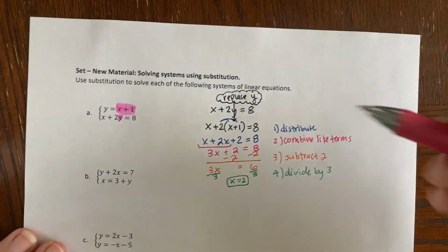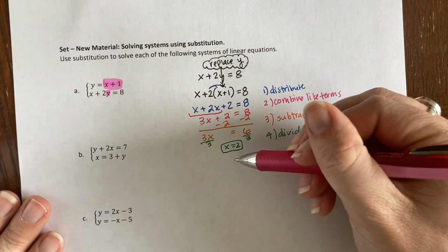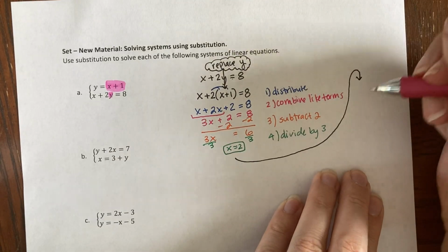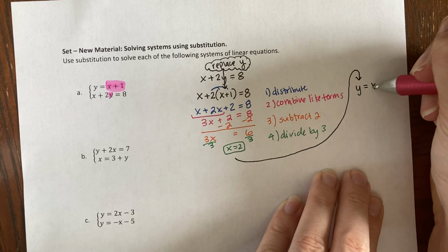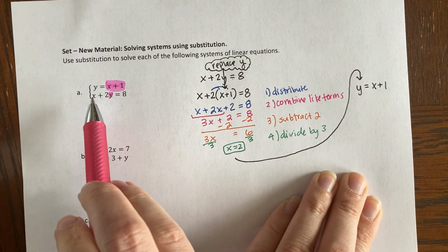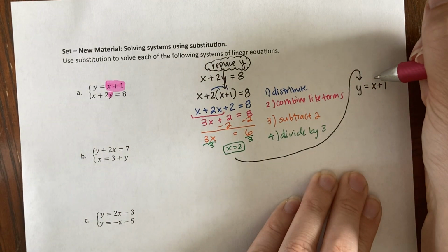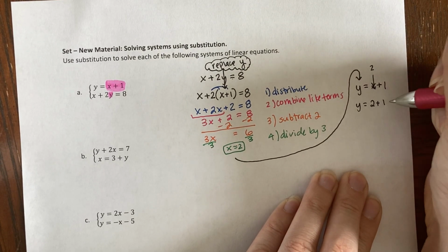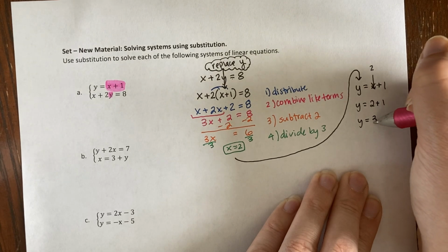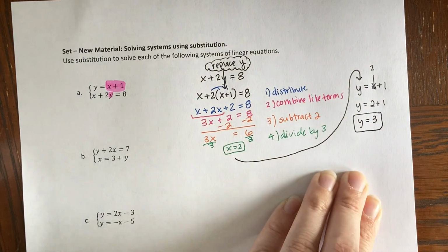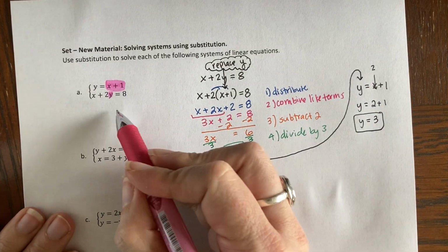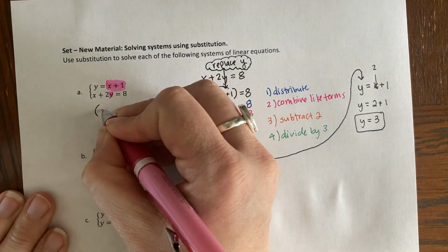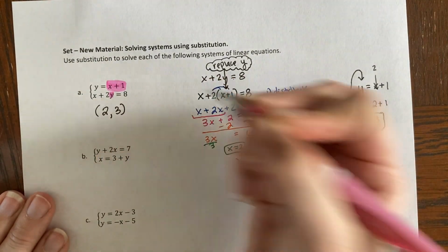So after all of this work, I now take this value. I have the equation y equals x plus 1 from right here. I know that x is a 2. 2 plus 1 is 3. My final answer for this will be written as a point. I write my point as x, comma, y.